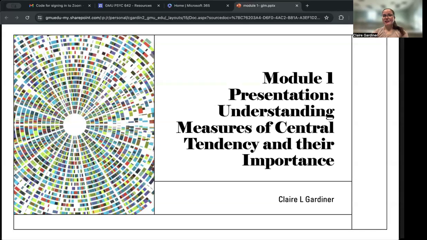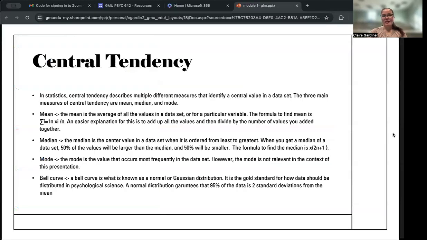But also, I feel like this is something that everyone needs in their life, and me especially going into a field of psychological science. I'm probably going to need this for the rest of my life, and I think it's super important. All right, so the first slide that I prepared is about central tendency and basically what it is.